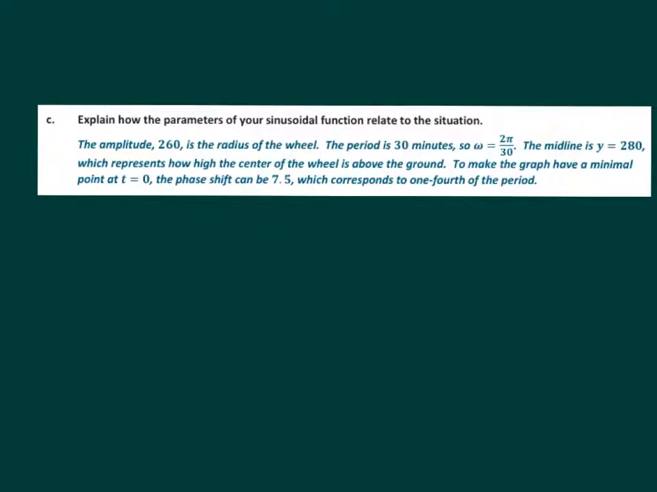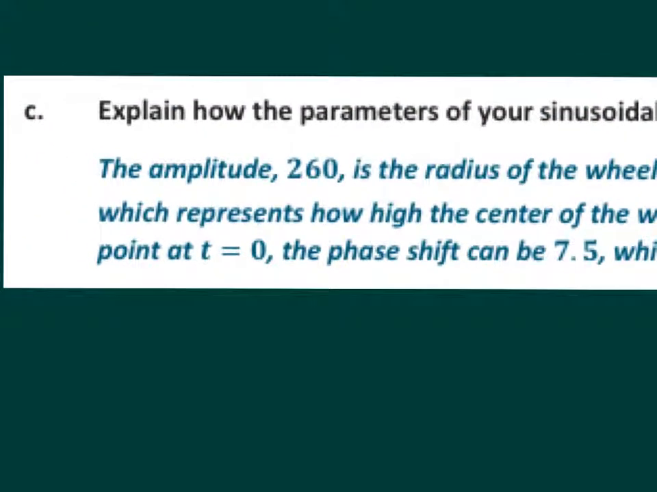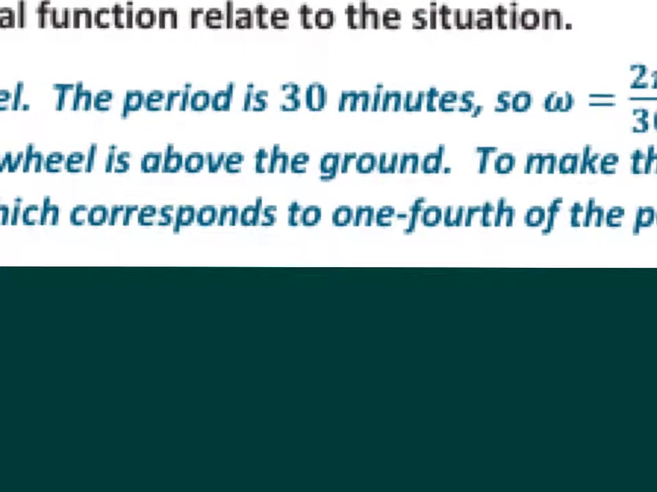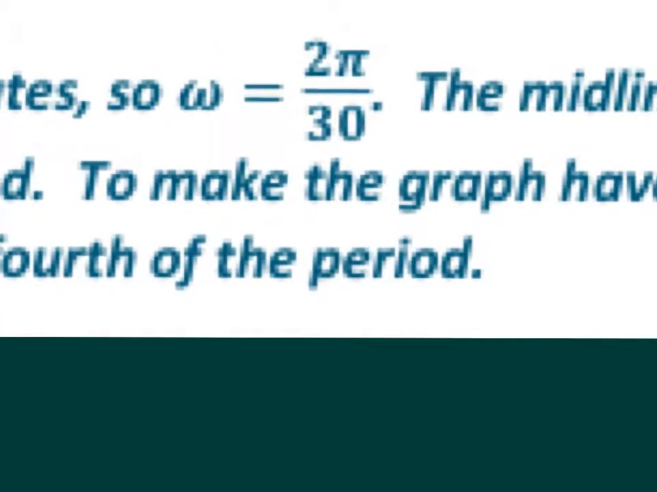Explain how the parameters of your sine function relate to the situation. Well, the amplitude is 260. That's the radius of the wheel. The period is 30 minutes, so you do 2 pi over 30 to get that w in your sine function. You reduce it down to pi over 15.